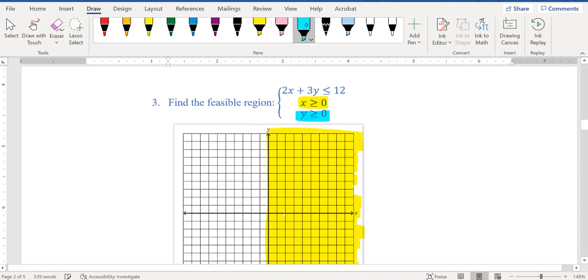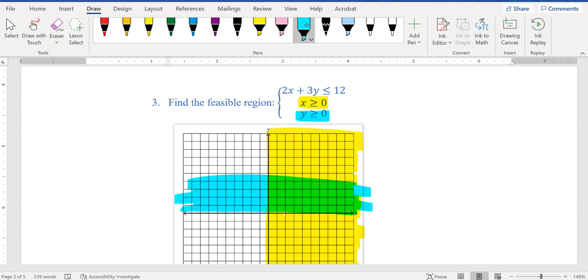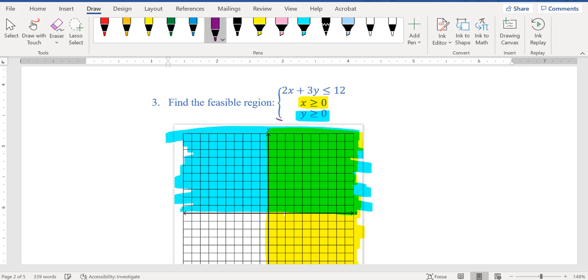Now I want y bigger than or equal to 0. Here's y equals 0. That's the x-axis. And I want everything bigger than. So look at what those two things do. When I say x bigger than or equal to 0, y bigger than or equal to 0, that restricts me to quadrant 1 only. All that does is restrict you to quadrant 1.